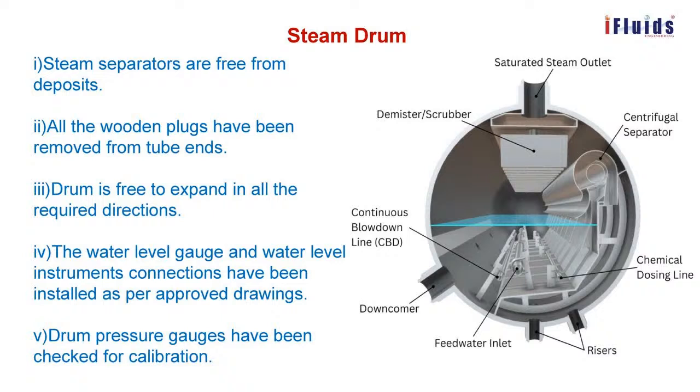So this is the saturated steam outlet, centrifugal separator. The water and steam coming through the riser come inside the drum, and they should be separated. The steam should be separated and should go along the steam outlet line. The chemical dosing line, if any chemical is dosed, should be lined through this way. And these are the risers, feed water inlet. This is the downcomer. The continuous blow down line is blowing down the water, that is boiler feed water. If any impurities are there, they should be removed through the continuous blow down line.